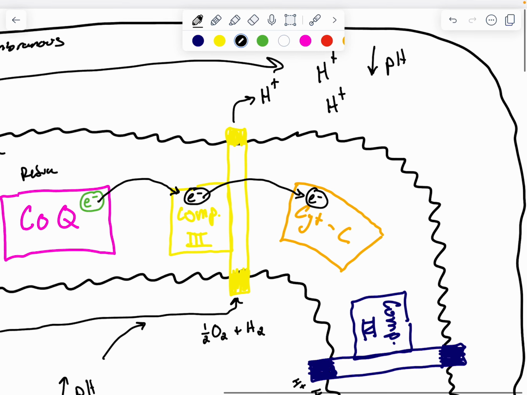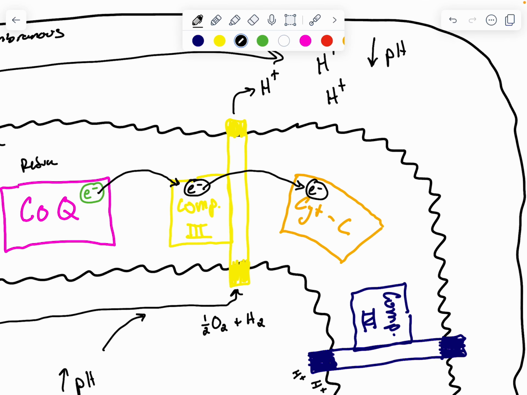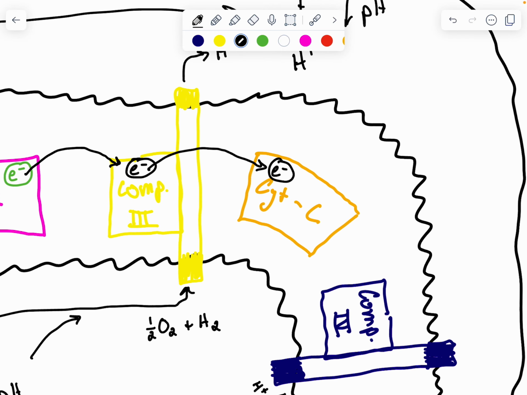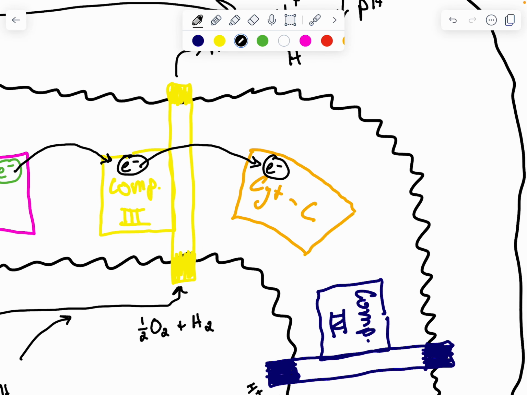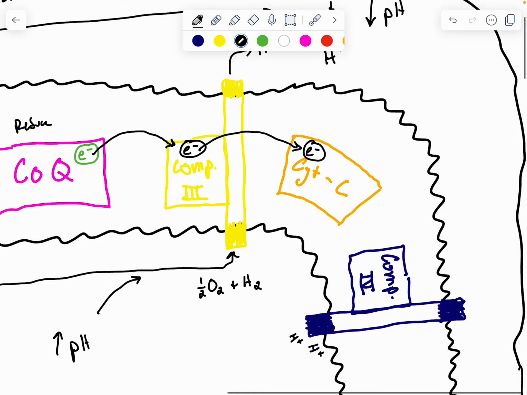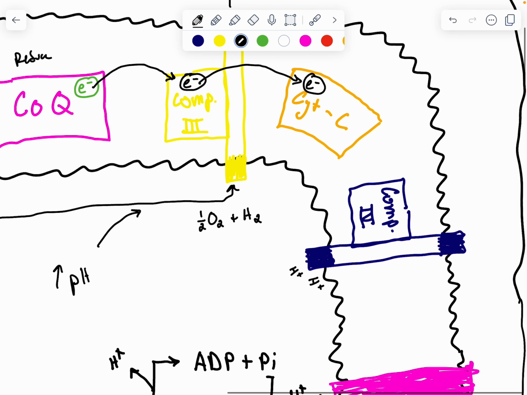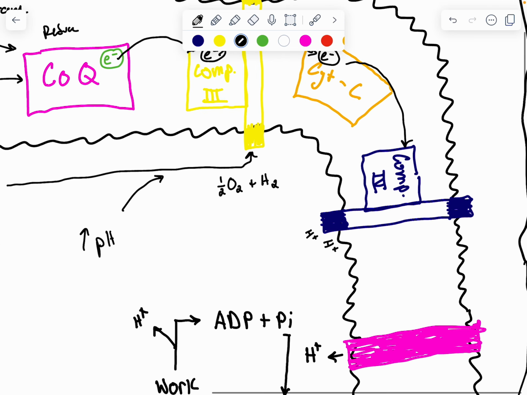So now we're here. We went from complex 3, we opened up this next channel protein, we'll release these hydrogens out into the intermembranous space. And then we also transfer these electrons over onto site C. Now site C is going to do the exact same thing. We're like, hey, we don't want these electrons, and we're going to come plop them down onto complex 4. Now, complex 4 is going to have a little bit of a different reaction.